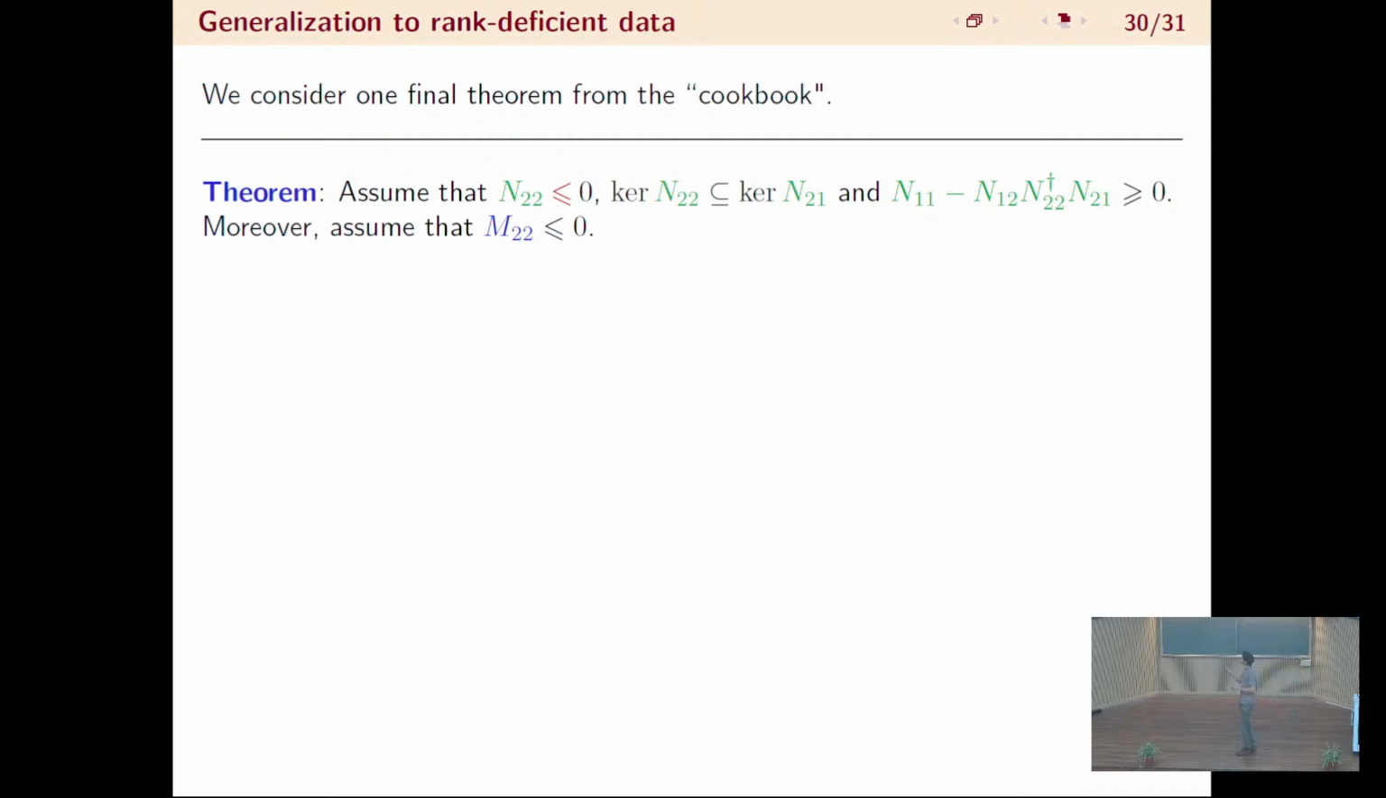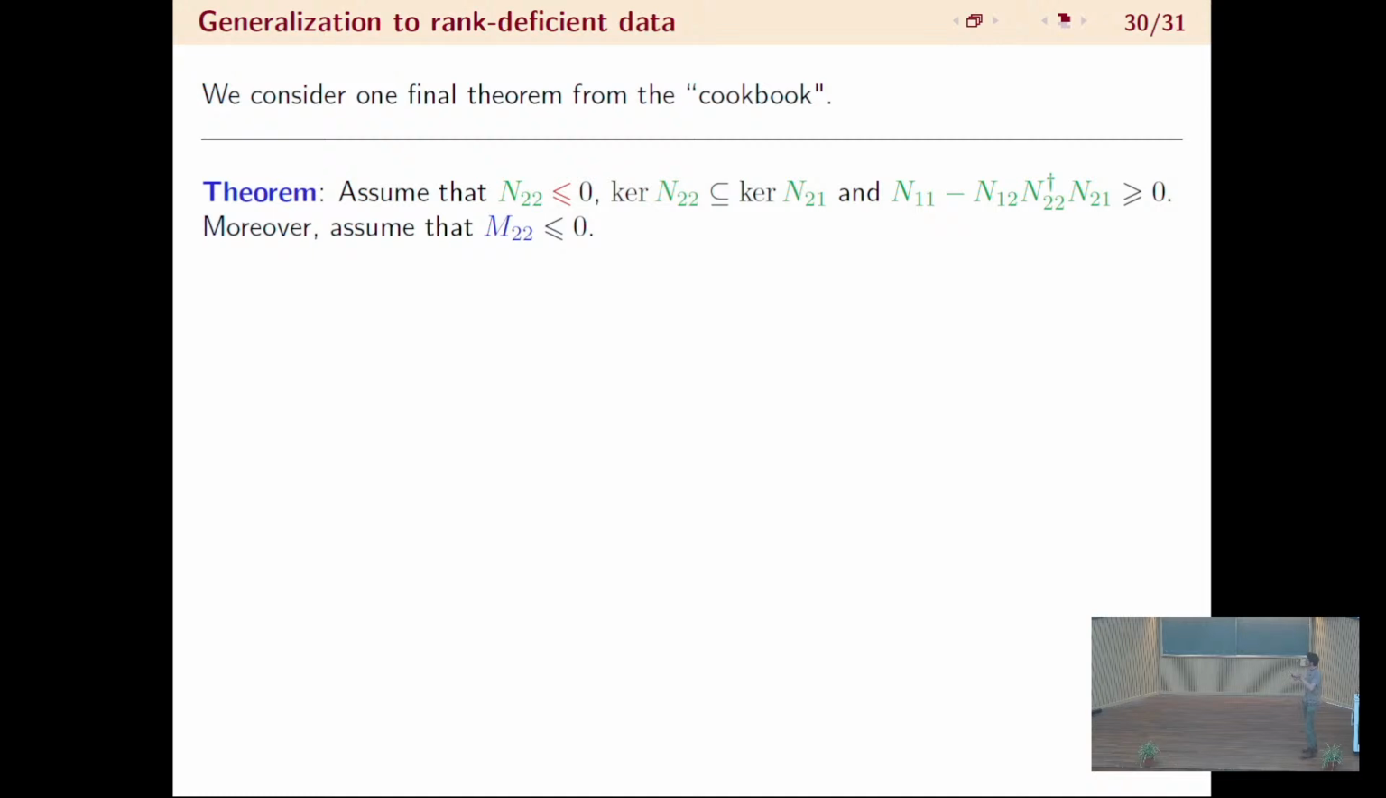And still the same Schur complement inequality holds as before, with one small change. Namely, because we're no longer assuming that N22 is negative definite, it may be the case that N22 is singular. Hence, we cannot compute the inverse of N22, and therefore I now replace the inverse of N22 by the pseudo-inverse of N22. So this is denoting the Moore-Penrose pseudo-inverse of the matrix N22.